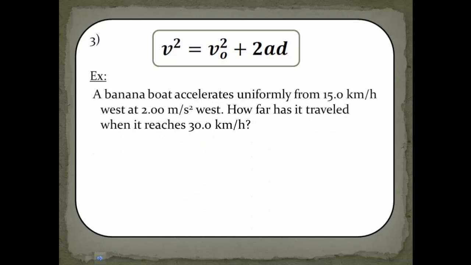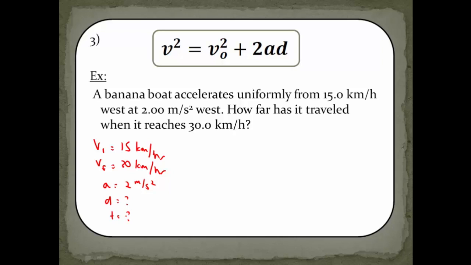A banana boat accelerates uniformly from 15 kilometers per hour west at 2 meters per second squared west. How far has it traveled when it reaches 30 kilometers per hour? So, first thing, let's always list what we have. Our v initial is equal to 15 kilometers per hour. Our v final is equal to 30 kilometers per hour. Do we know the acceleration? Sure we do. It's 2 meters per second squared. Do we know the distance? No. Do we know the time? No. Do we need the time in order to find the distance? Absolutely not. We have an equation that does it for us.